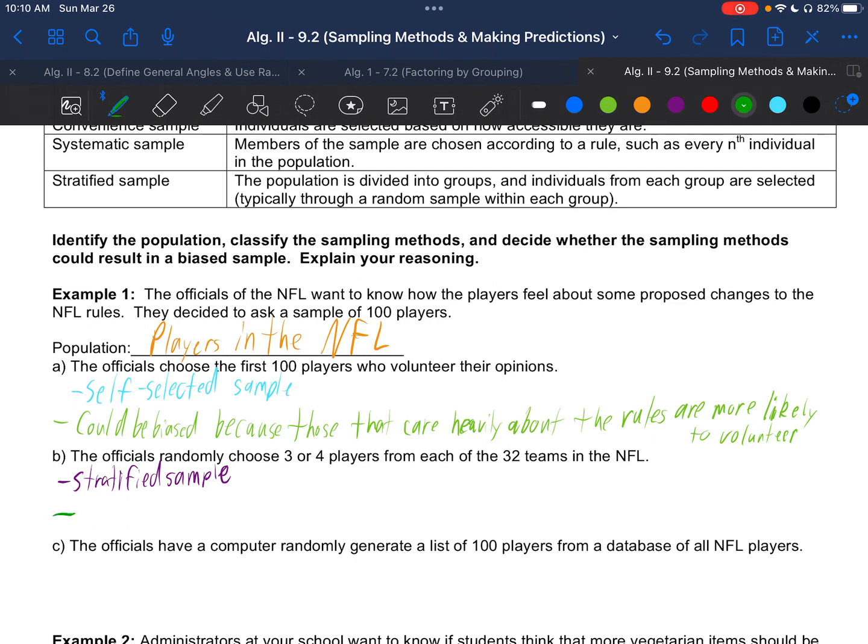And then this one is not likely to be biased. It's still technically possible, but it's random enough, and you have a big enough group from each different team that it's just not likely to be biased. If it would be biased, then that's just pure luck. So it's not likely to be biased since it's random. The biggest thing is that it's random. And then the other factor is that each team is represented.